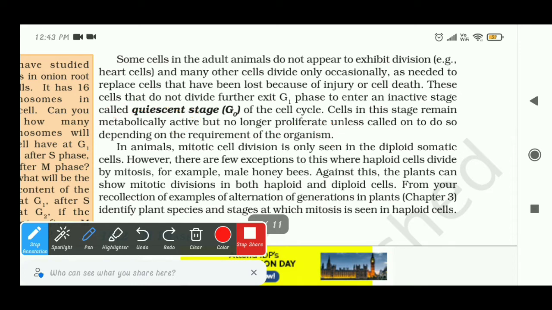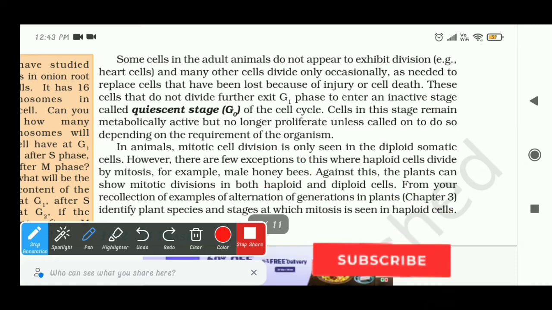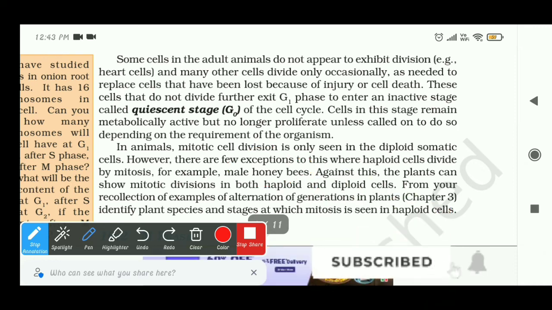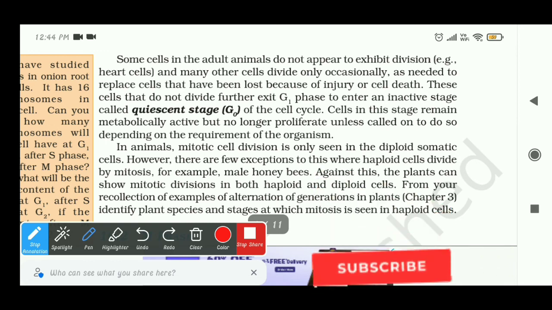In animals, mitotic cell division is only seen in the diploid somatic cells. There are a few exceptions where haploid cells divide by mitosis, for example male honeybees. This is important to note down. Plants can also show mitotic division in both haploid and diploid cells.